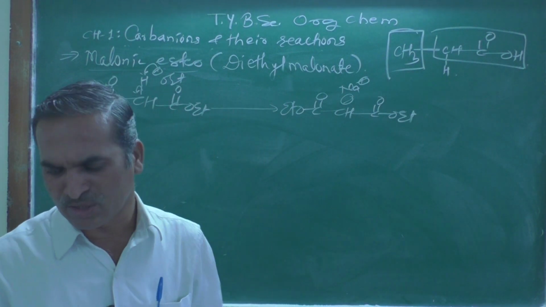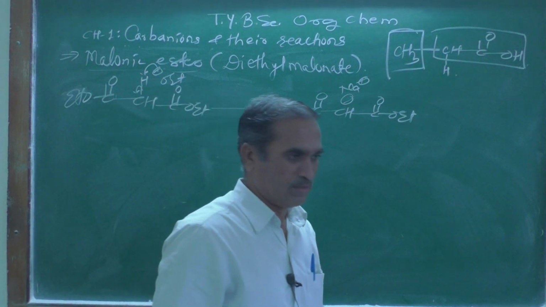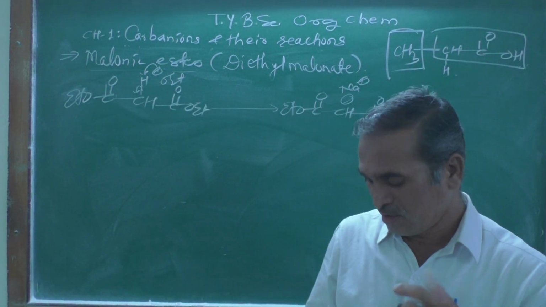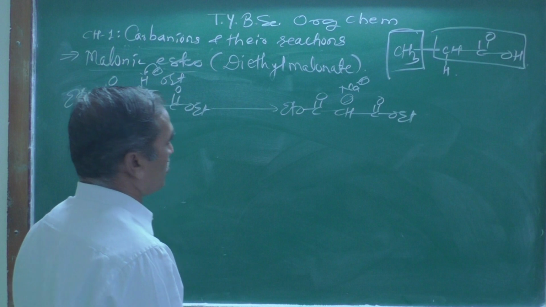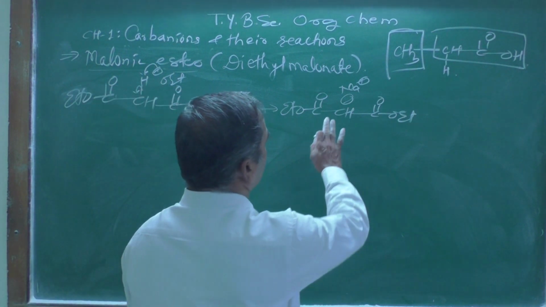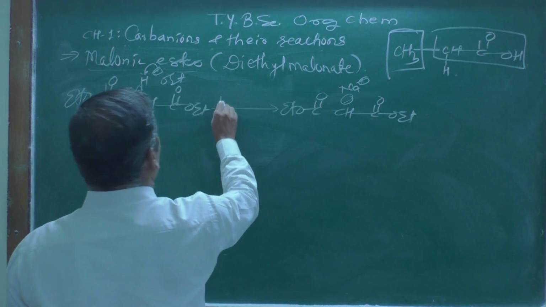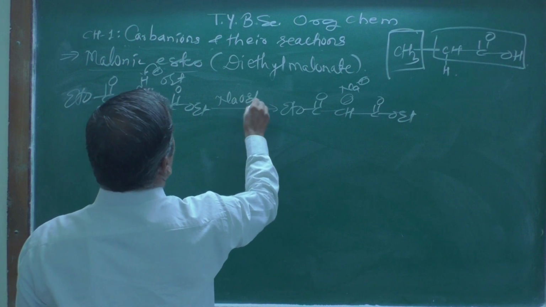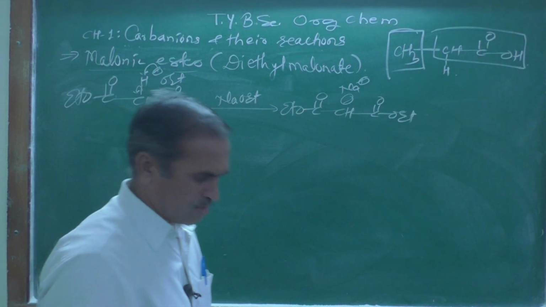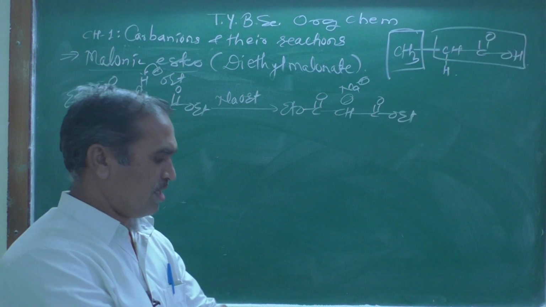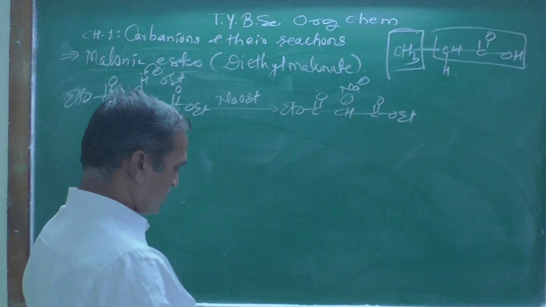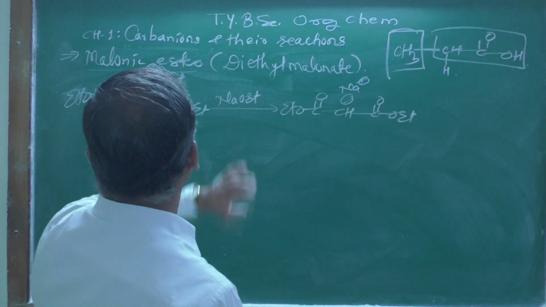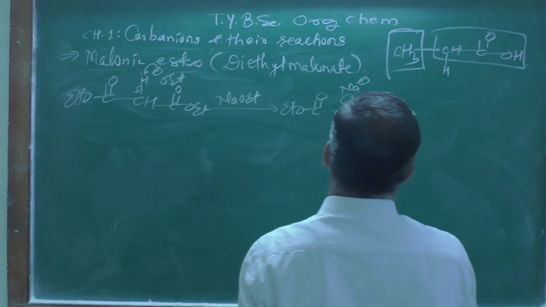So these are some of the conventions to show the mechanism of the organic compound. In the first step, what we did, we used this reagent, sodium ethoxide. It is the reagent used there for the synthesis of that malonic ester. Now look at here, right?